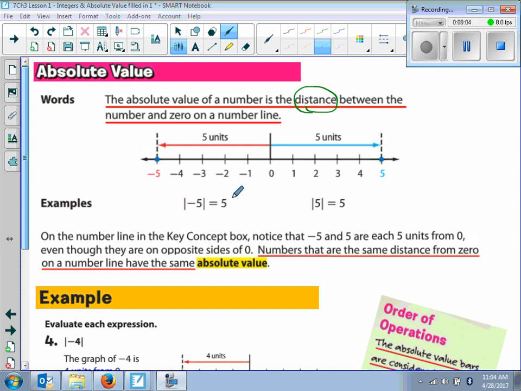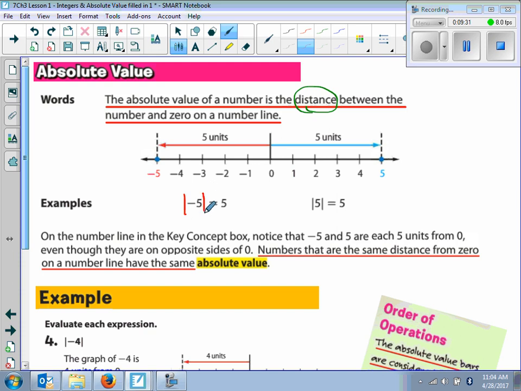So, the absolute value of negative 4 would be 4, because it takes 4 hops, right? The absolute value of positive 4 would be, how many hops does it take to get to 0 from 4? 4, right? So when you take the absolute value, it's always going to be a positive number. Is everybody clear?